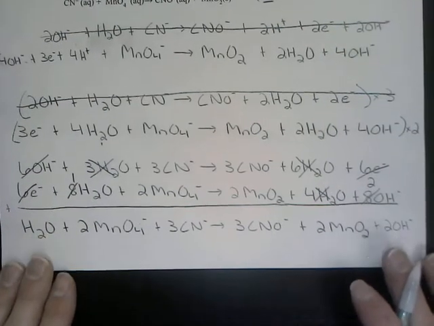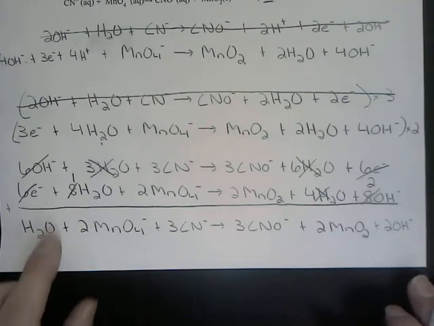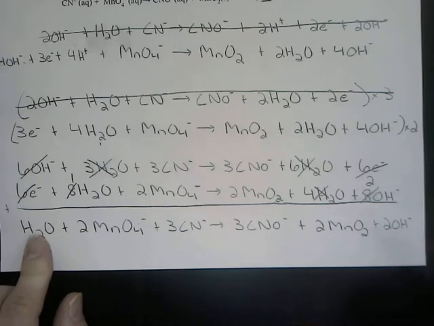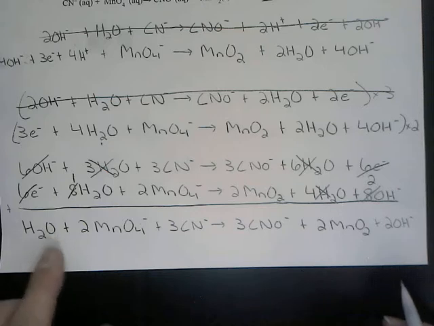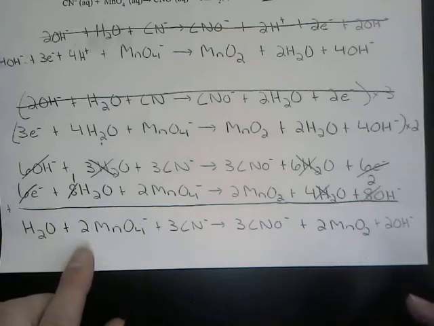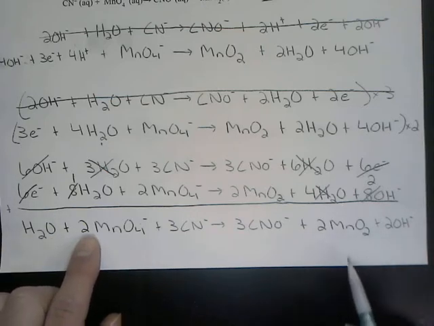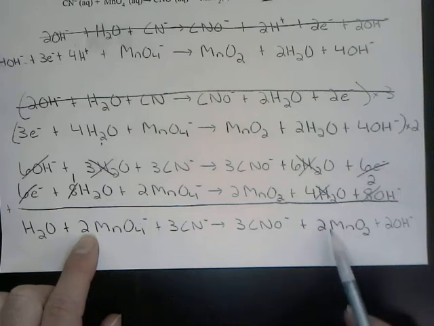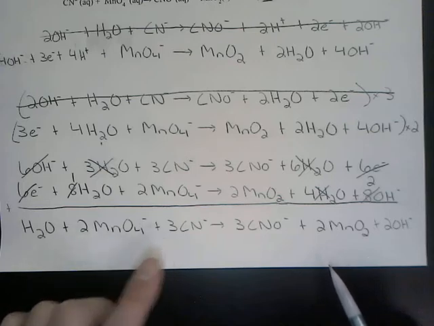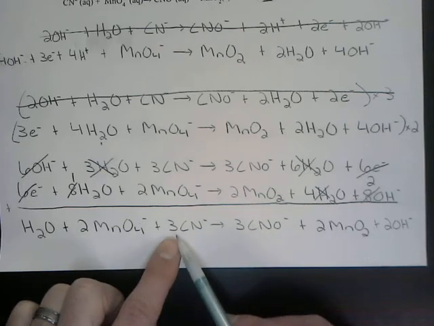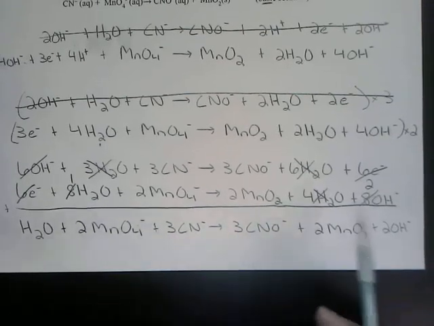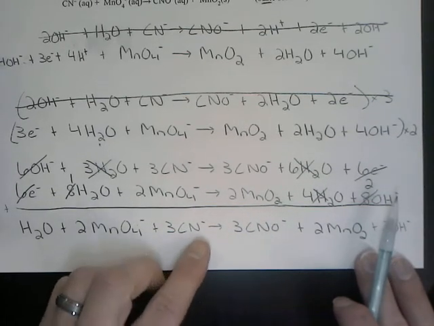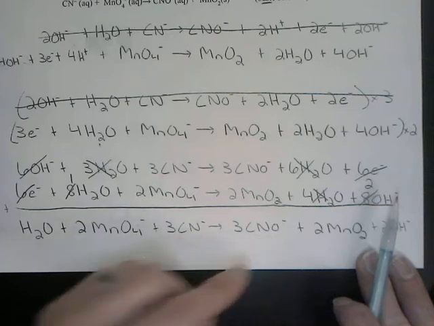Now we need to double check. So we have 2 H's on our left. We have 2 times 1, 2 H's on our right. I'm going to skip over oxygens. We have 2 Mn's on our left, and we have 2 Mn on our right. That's good. Skip over oxygen. We have 3 C's. We have 3 C's on our right. That's good. And now our nitrogens, we have 3 nitrogens and 3 nitrogens.